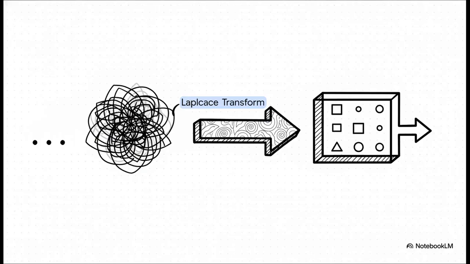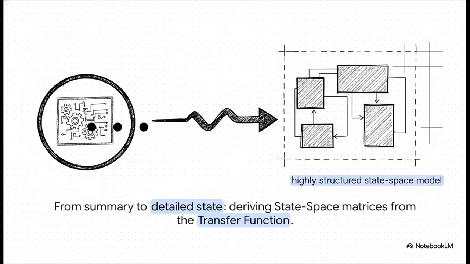For example, by using this really clever mathematical tool called the Laplace transform, we can basically translate the complex calculus of the differential equation into simple algebra. This lets us create that much cleaner transfer function. We're essentially trading all that internal detail for high-level clarity. And you can go the other way too. We can take that compact transfer function and we can sort of unpack it. This lets us build that highly structured state space model by calculating the exact matrices, the A, B, C, and D, that define how the whole system works on the inside.